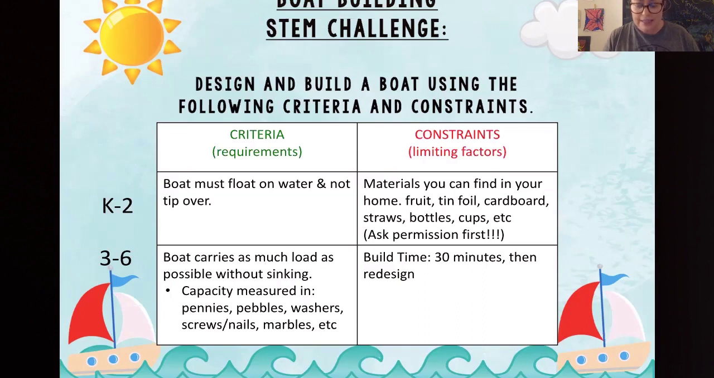Your constraint is that your build time should be around 30 minutes or less. I'm not going to be there to time you, so this is on the honor system, but I would like you to try and build your boat in 30 minutes or less. The reason I'm putting that time limit on there is because after you test your boat and you sink it using weights, I'd like you to redesign, change it up a bit, get that second iteration in there, and see if you can make a more successful boat that can carry more weight.